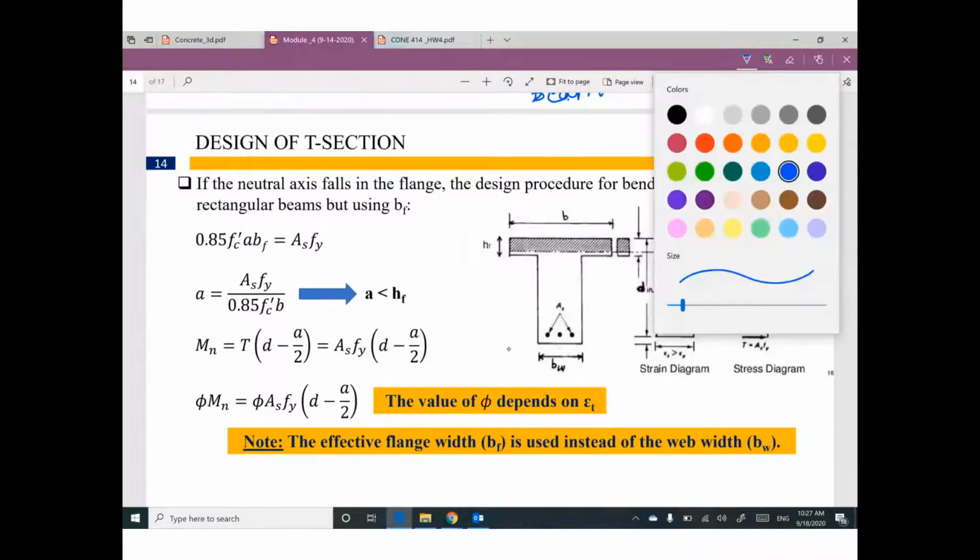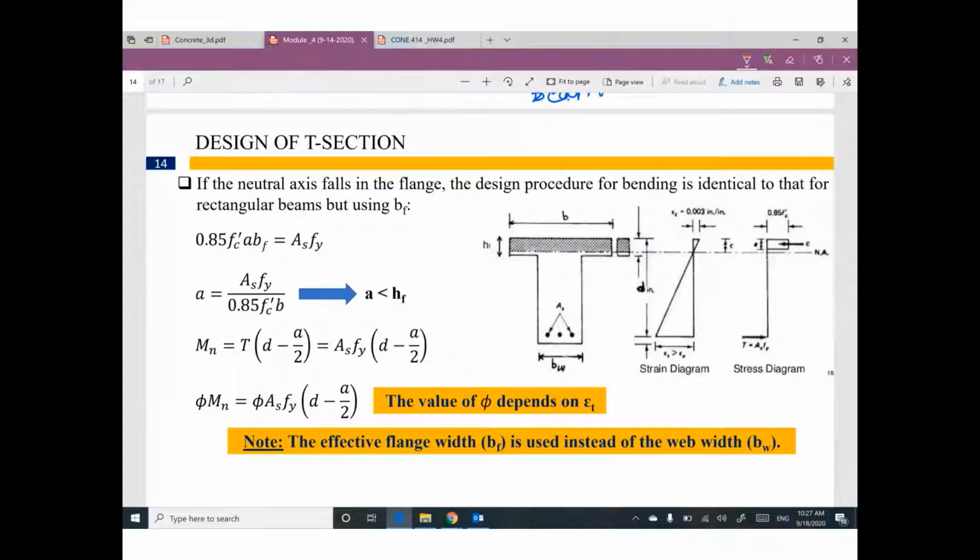You learned the basics. So right now we have B effective at the top of the cross section, and we have B web, and we have area steel, and we have H flange, the thickness of this flange. I'm gonna assume the neutral axis falls in the flange.